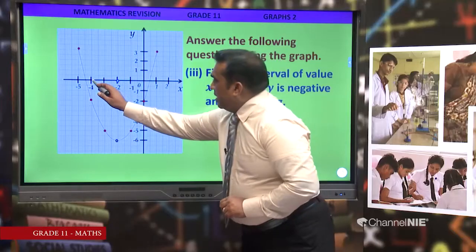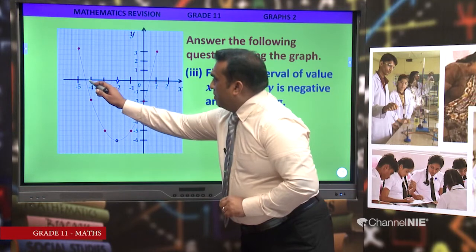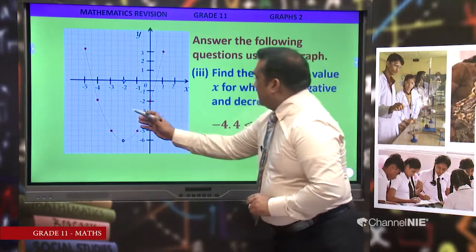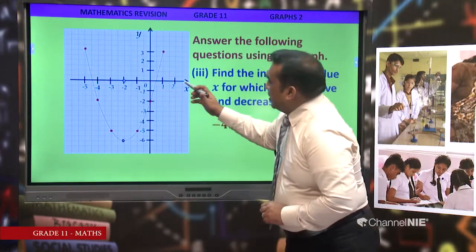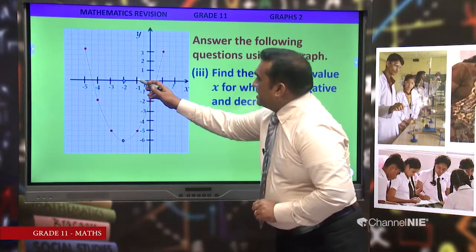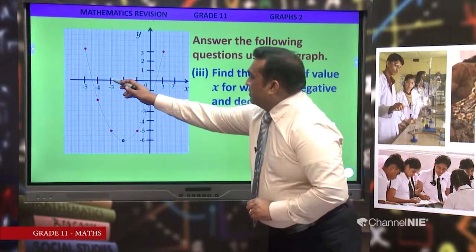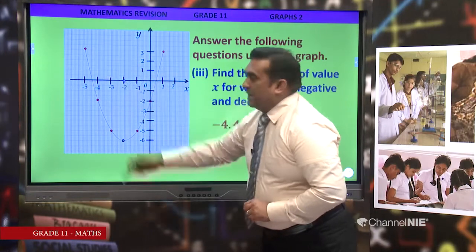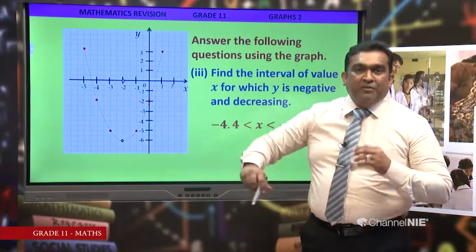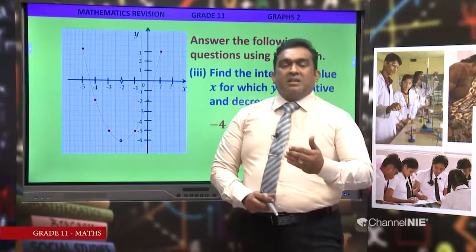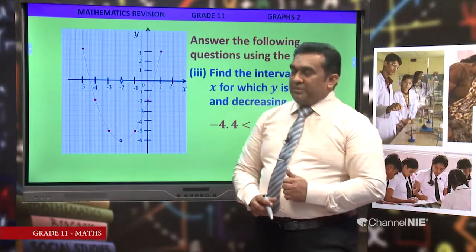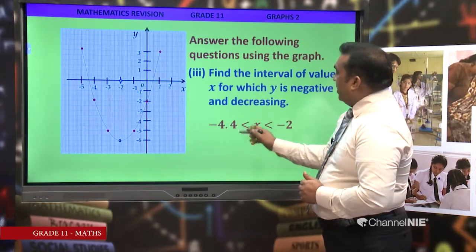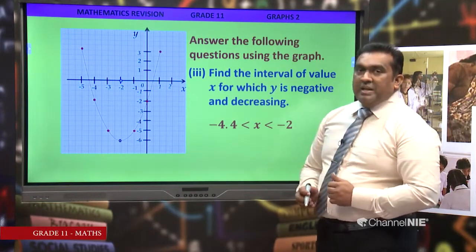This is the range. -4.4 here, -2. X is greater than, because you have to move to right hand side. Therefore, greater values. From -2 you have to move to left hand side. Less than. Left hand side less than. Right hand side greater than. As a result of that, x is greater than -4.4 and less than -2.